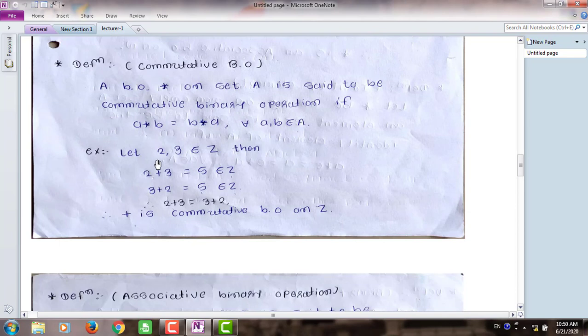For example, 2, 3 belongs to Z. Two elements belong to the integer numbers. Then 2 plus 3 is equal to 5. We know that 5 belongs to Z. 3 plus 2 is equal to 5. We know that 5 also belongs to Z. Therefore, 2 plus 3 is equal to 3 plus 2. It means that plus is a commutative binary operation. BO is the short form of binary operation. It means that plus is a commutative binary operation on Z.